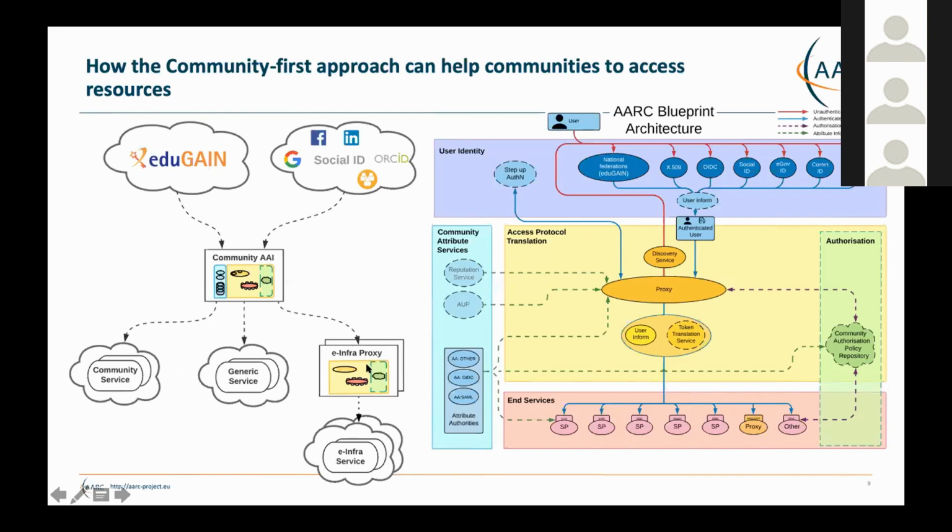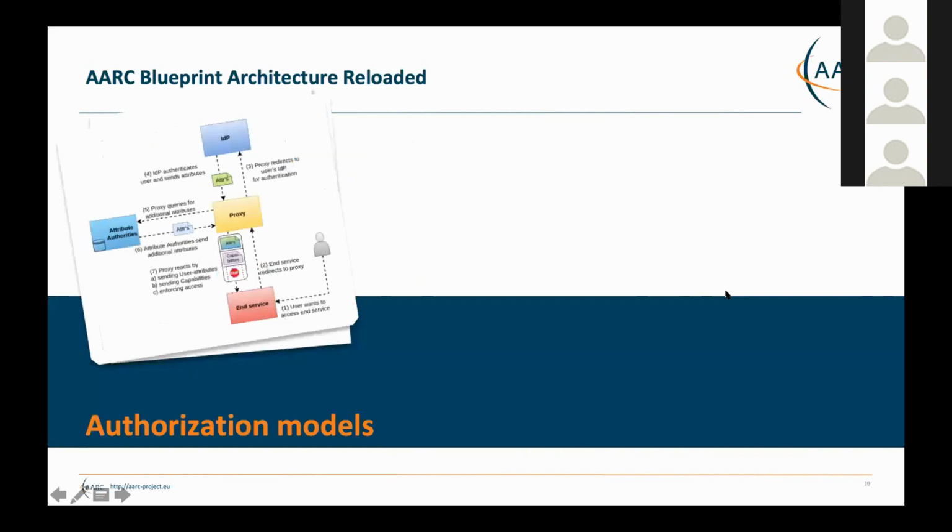So another thing to point out here is that the infra proxy itself is an AARC BPA compliant AAI service that comprises two layers from this infrastructure. And this is the access protocol translation layer and the authorization layer. Now I would like to give the floor to David, who's going to go into the details of the authorization layer.